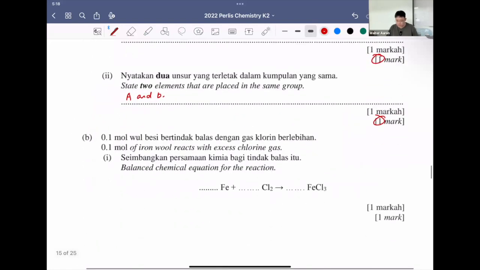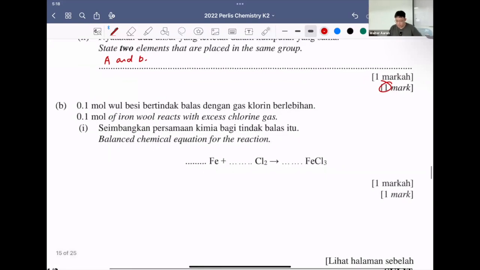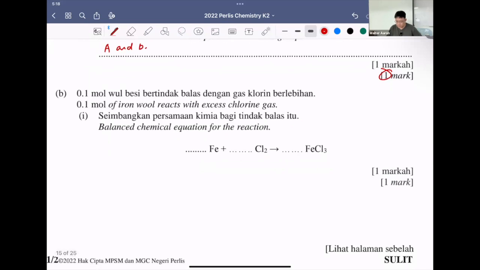All right, so B: 0.1 mole of iron wool reacts with excess chlorine gas. Balance the chemical equation for the reaction. So you can see here, iron wool reacts with chlorine gas, you get FeCl3. So I think you have to put a 2 here, and then you balance it up here, and then you have a 2 here as well. Okay, so that will give you a balanced chemical equation, which will give you 1 mark in total.